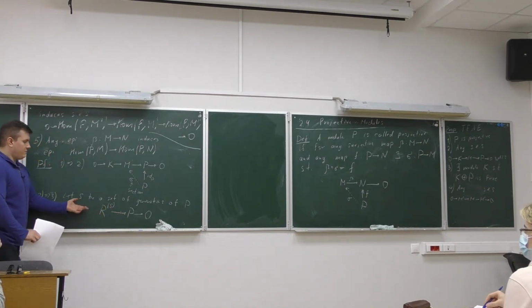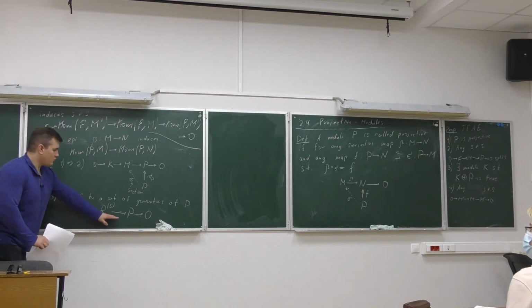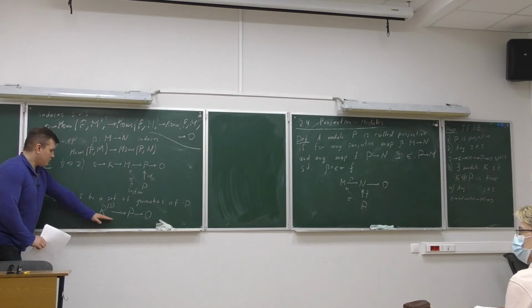This is the reason why any module, I don't use that P is projective at the moment, this is true for any module. I can take any module, choose a set of generators, and I get a surjective map like this. So this is the reason why any module is a quotient of a free module.